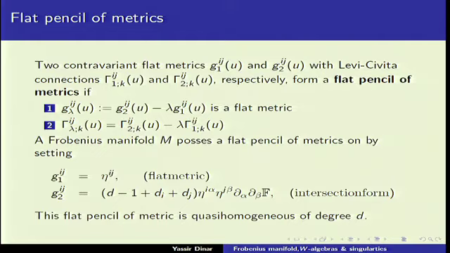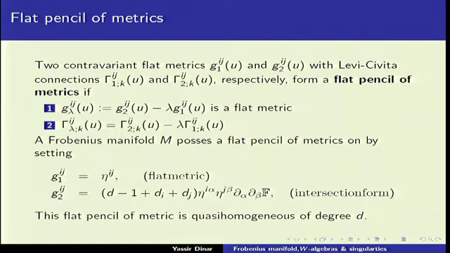So we have two matrices on the cotangent space. We call them flat if their inverses define a flat metric on the tangent space. And we can define the contravariant Levi-Civita connections of these matrices. We call them a flat pencil of metrics if any linear combination of these two matrices is also flat. Not only that, the Levi-Civita connection of this metric also has to be a linear combination of the Levi-Civita connections of these two matrices. This is the definition of a flat pencil of metrics.